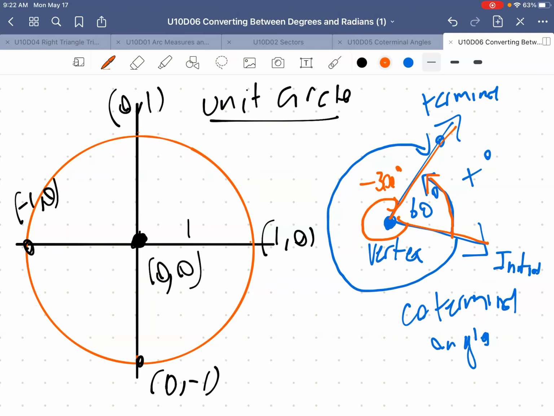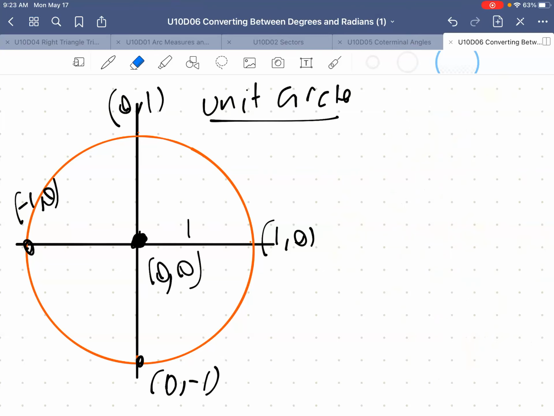So the total rotation in a circle is 360 degrees. Just to clarify that, I'm sure we can agree that this is 90 degrees, this is 90 degrees, this is 90 degrees, and this is 90 degrees. Together is 360 degrees. So the angle measurements of 60 and negative 300 are called coterminal because both of those angles will terminate at the same point. All right.